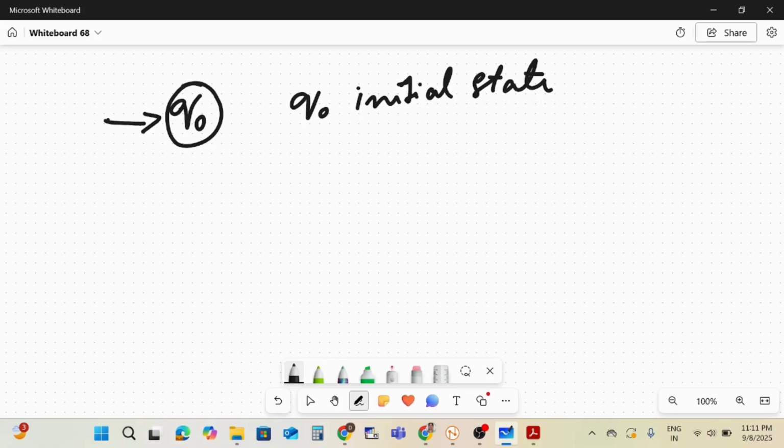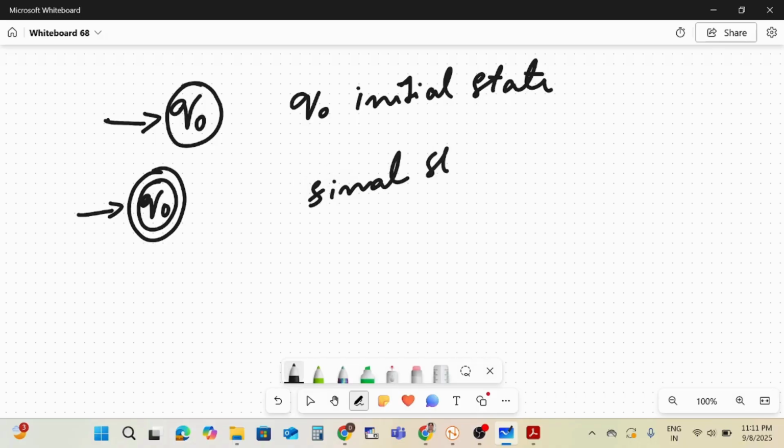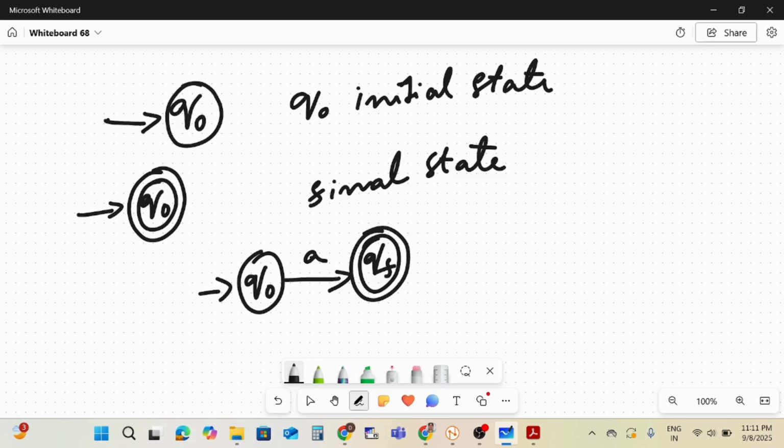Similarly, in order to write a final state, we have a double circle. This is called a final state. If you have a double circle, it is called a final state. Or, to make it more precise, the initial state with a transition or input A goes to a state called QF. QF has the double circle. Here QF means the final state.